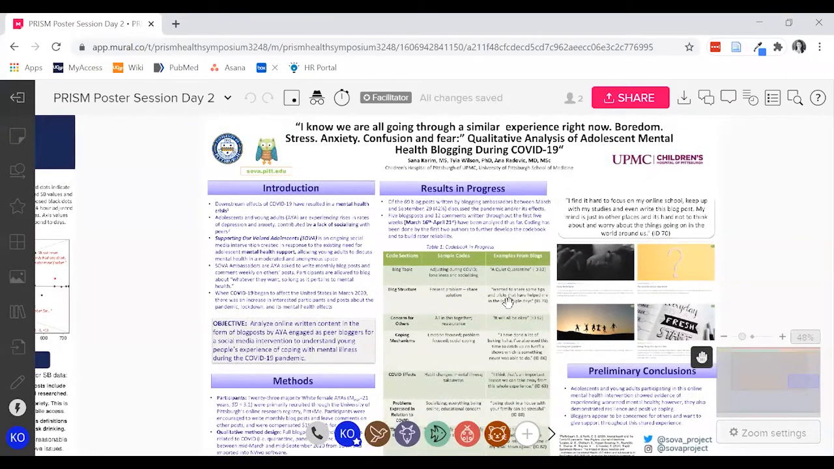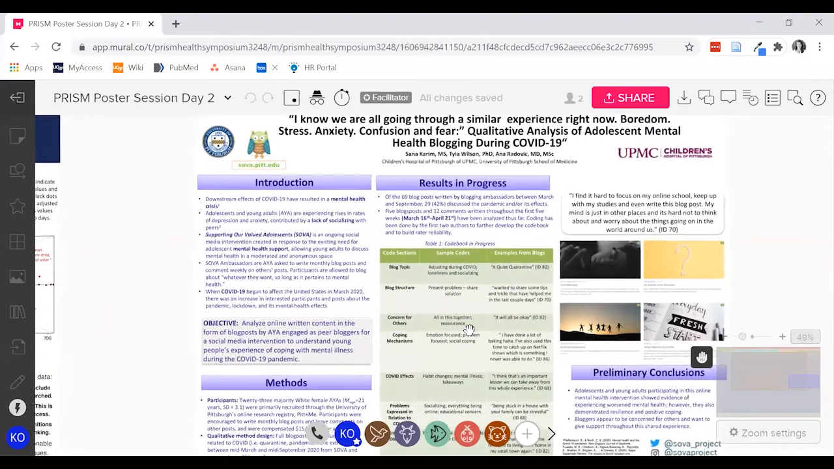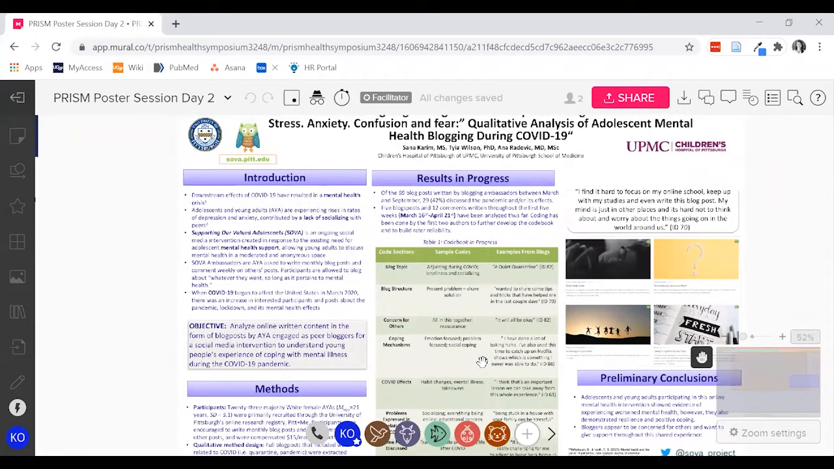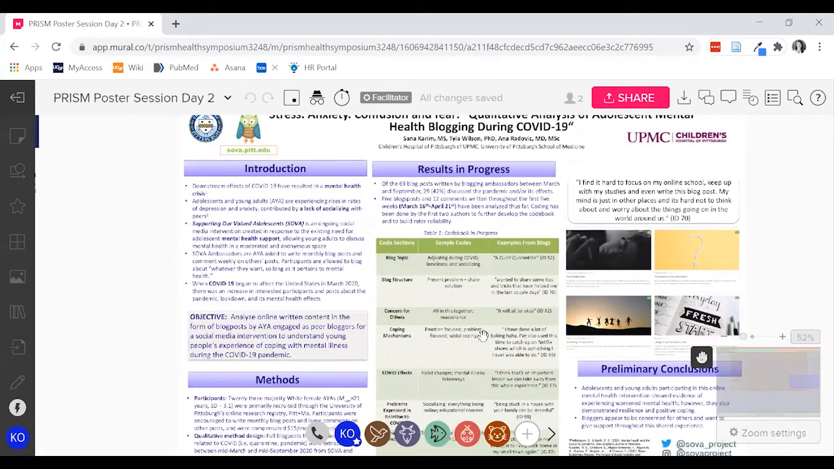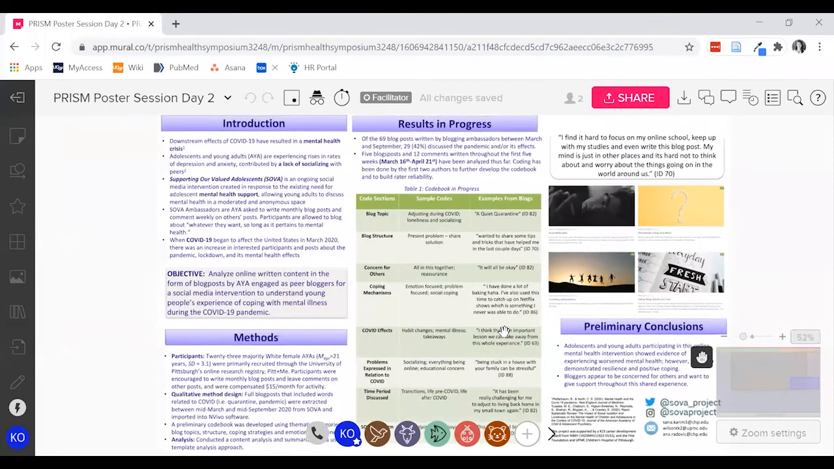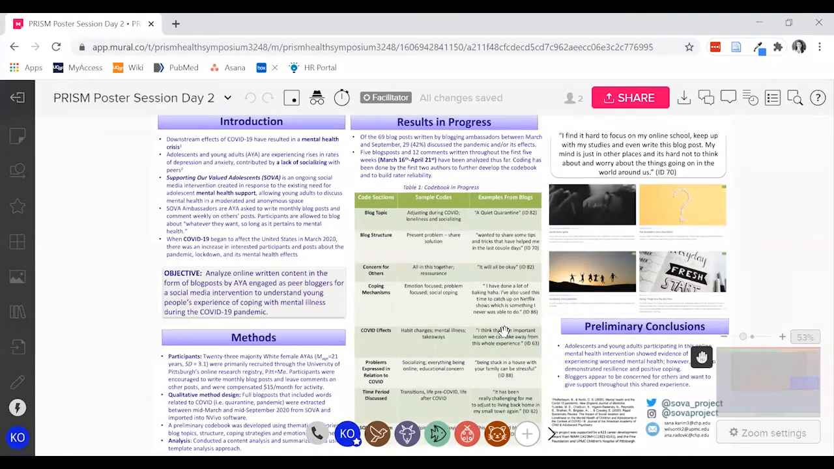Hi, I'm Sana Karim, Dr. Radovic's research assistant on SOVA, which is also through the University of Pittsburgh through UPMC. We already have an existing social media intervention that is a space for adolescents who show self-reported symptoms of anxiety and depression, to give them a dedicated space to talk about their mental health on a moderated, anonymous platform. When COVID struck, we noticed that there were a lot of posts specifically about the topic.